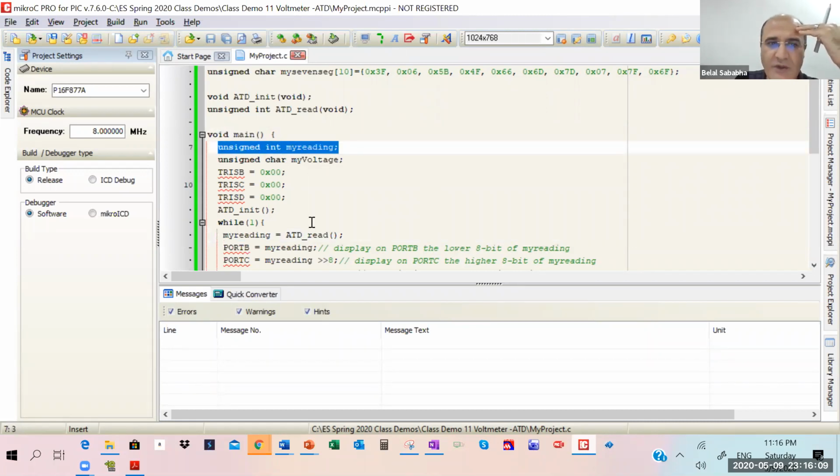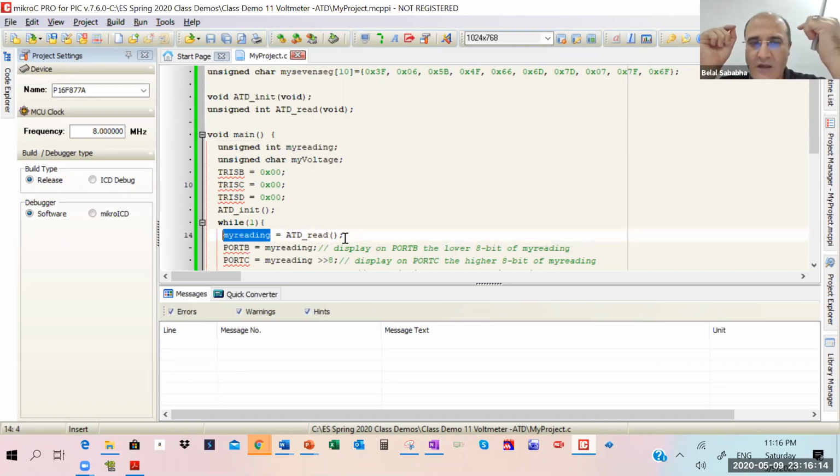So what do I have here? If the voltage on the pin is 5 volts, what will the value of my reading be? 1023, right? Yes. If the voltage is 2.5 volts, what will my reading be? 512. Yes, 512, correct. So my reading, we agreed, is a 10-bit number. It's a number value between 0 and 1023.